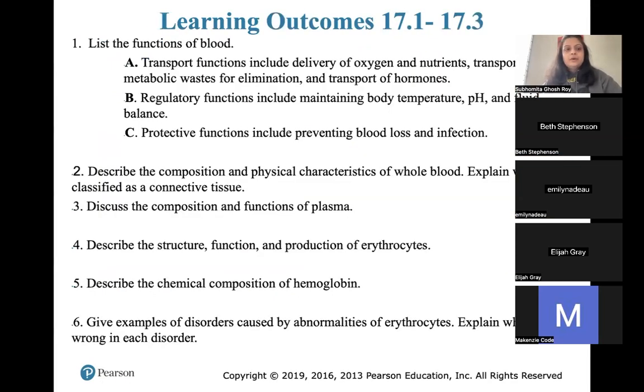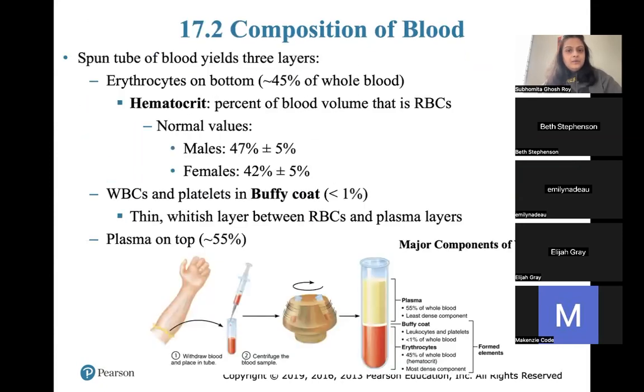We started blood. We spoke about the functions of blood. We spoke about the formed elements of blood. Someone remind all of us, what are the three formed elements of blood? Anyone can unmute and let me know. Whoever is answering, just unmute yourself, otherwise things will echo. The three formed elements of blood? Erythrocytes, leukocytes, and platelets. Absolutely.